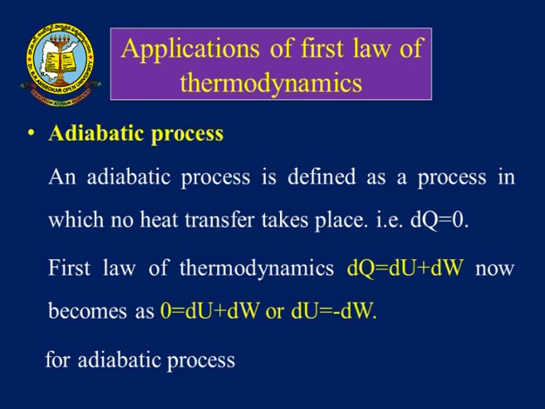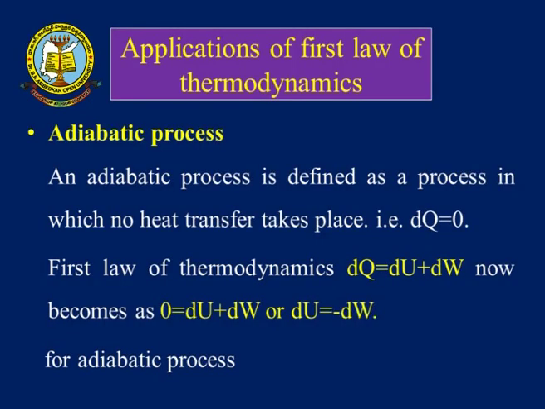Therefore, we know that the first law of thermodynamics is dQ equals dU plus dW. Now, this becomes 0 equals dU plus dW, because in this case dQ is equal to 0. So dU plus dW is equal to 0. Otherwise, we can write this as dU equals minus dW for the adiabatic process.